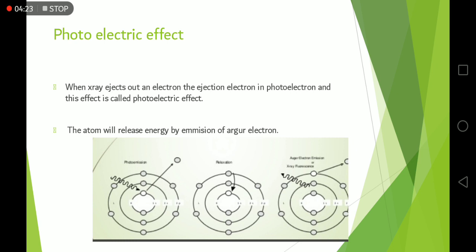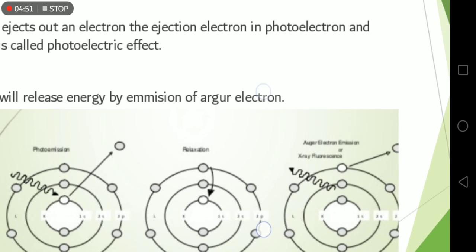What is the photoelectric effect? When an X-ray ejects an electron, the ejected electron is the photoelectron, and this effect is called the photoelectric effect. It means that when X-rays are directed on a sample and the electrons are ejected toward the electron lens, it is called the photoelectric effect. The atom will release energy by emission of another electron. Here we can see the diagram.